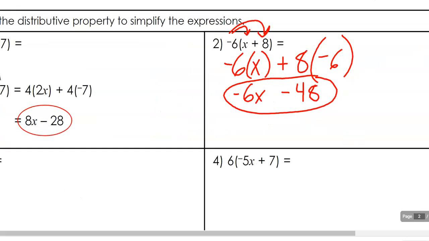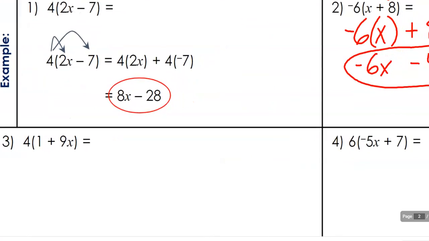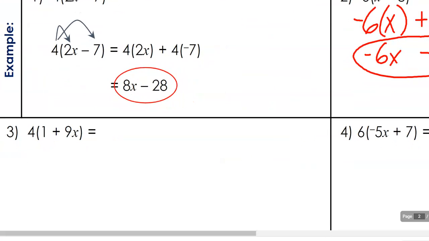All right, let's try another one. Let's go over here to number 3. I'm going to do the same process again. As you can see, there's no operation between the 4 and the parentheses. Since there's no addition, subtraction, multiplication, or division sign, it's automatically multiplication between a term and a parentheses if you don't see any operation there.